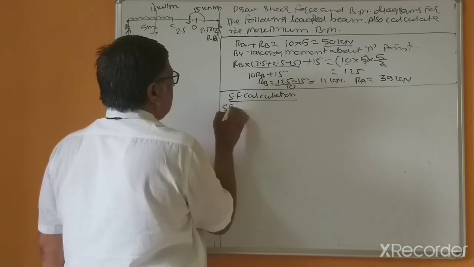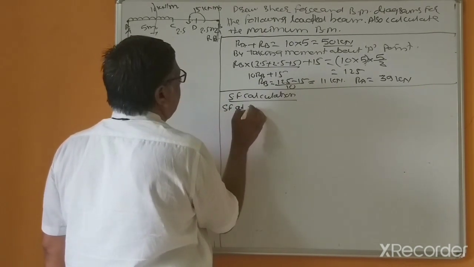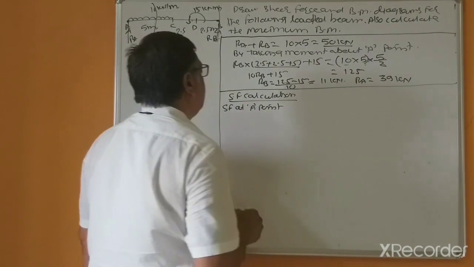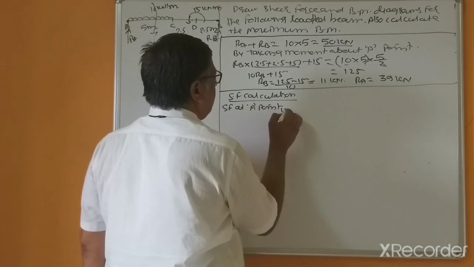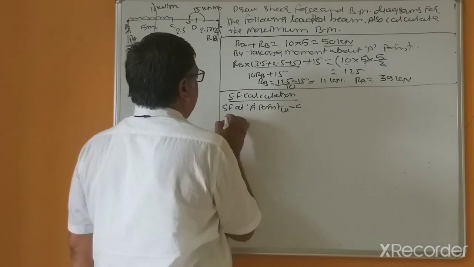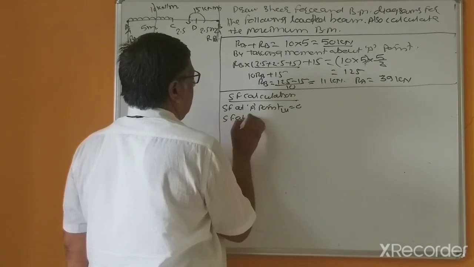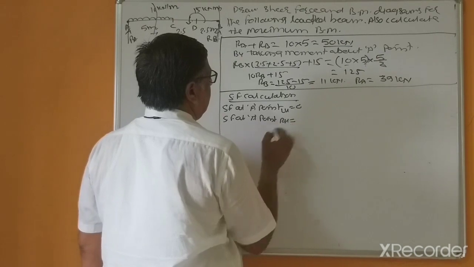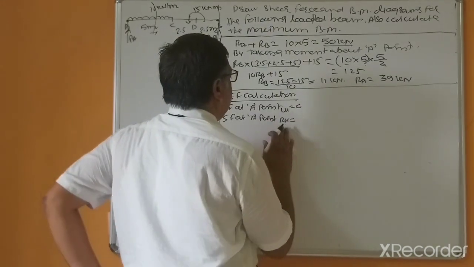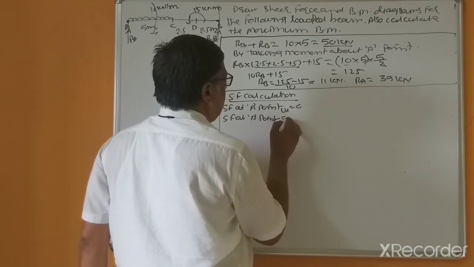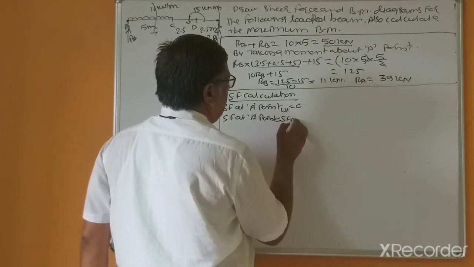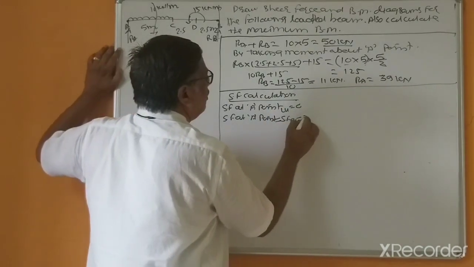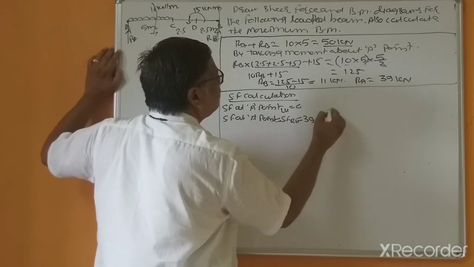Shear force at A point, left hand side, equals 0. Shear force at A point, right hand side, is equal to the upward force RA, which is 39 kilonewton.